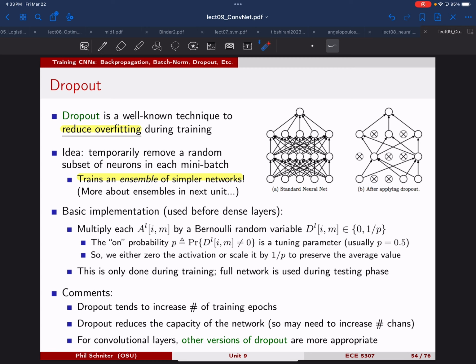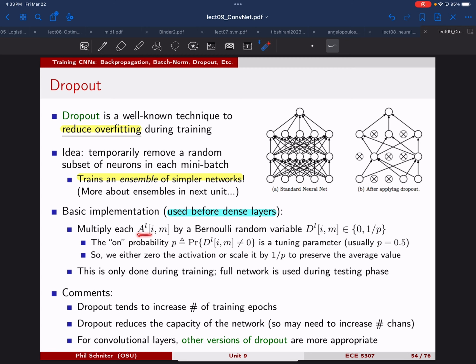Okay, so the specific way you do this, like I mentioned, is each of your activations. This is in layer L. Oh, and by the way, I should emphasize, this is typically done before dense layers only. You don't want to do this in the nodes before convolutional layers because those nodes act kind of differently. So this is just for dense layers.